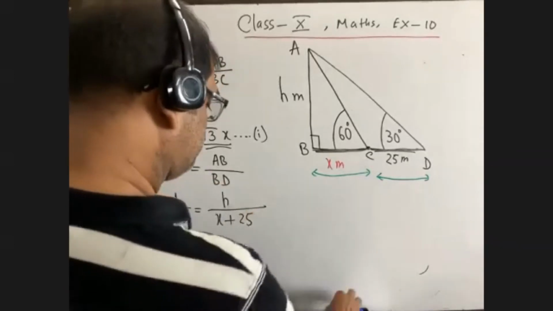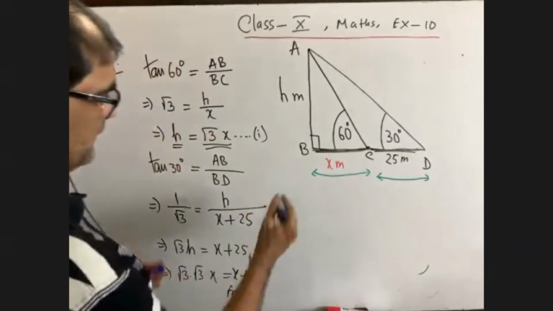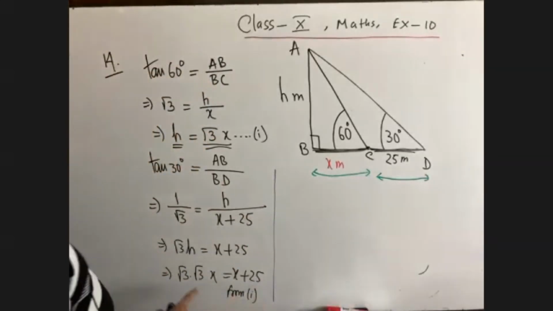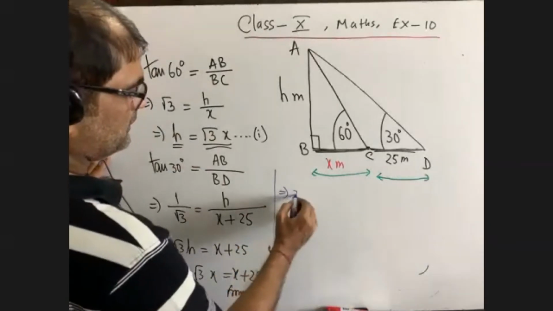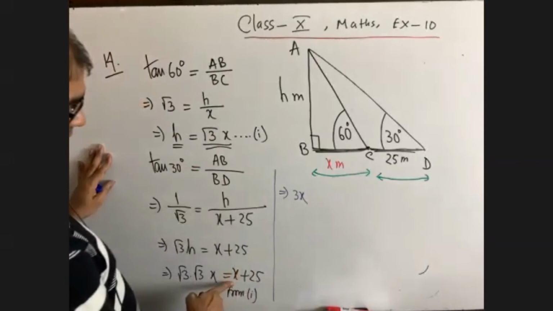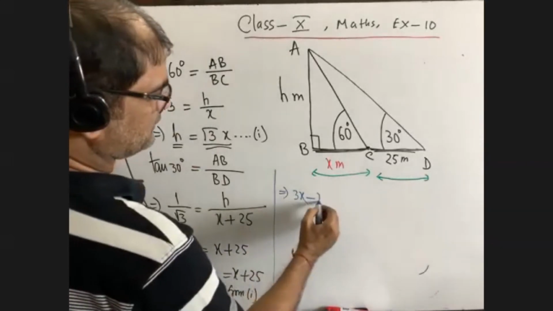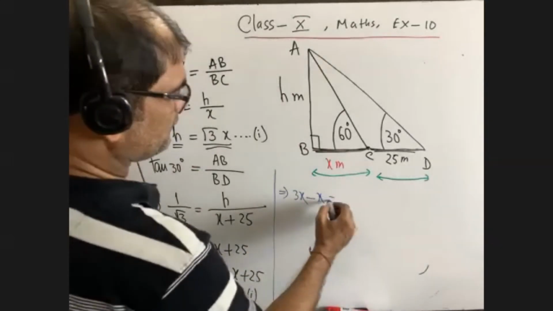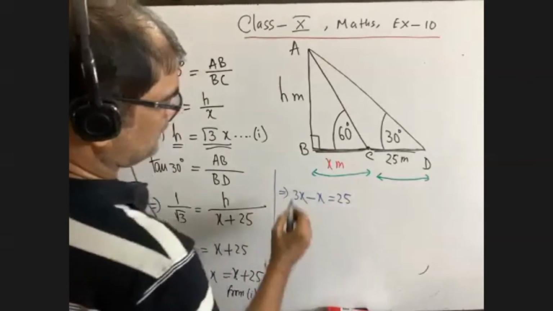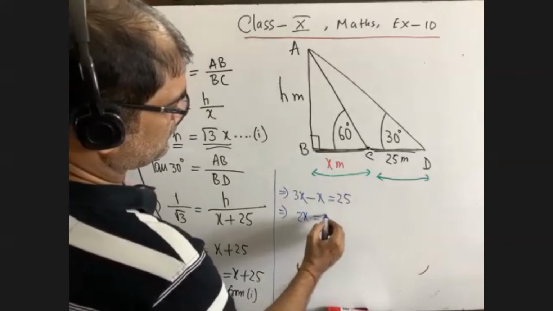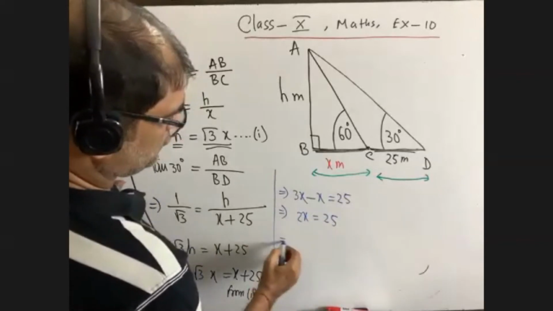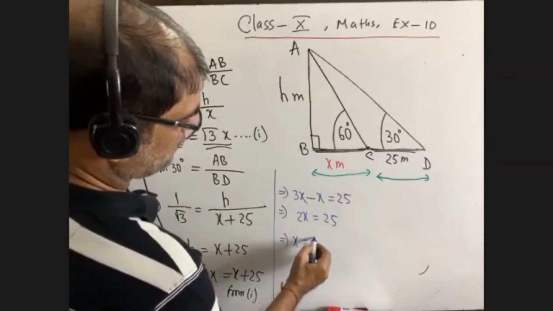So we are getting here, you see the calculation. This is root 3x is equal to x plus 25. This x in the right hand side can be taken to the left hand side, so 3x minus x is equal to 25. That means twice x is equal to what? 25. So we get x equals to what? 12.5.